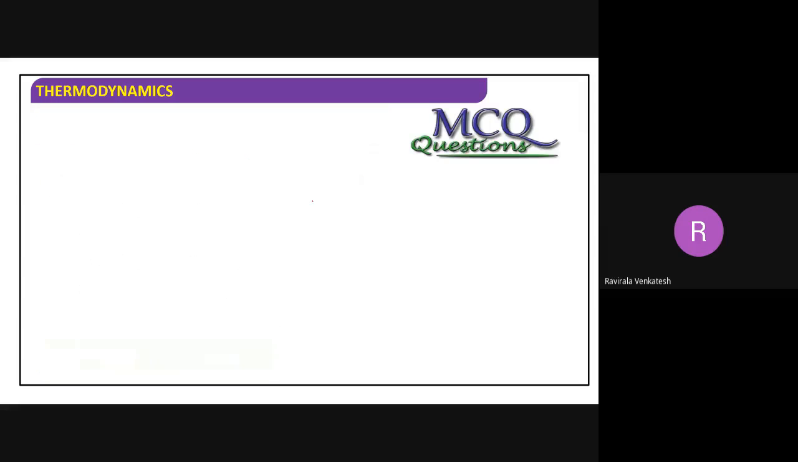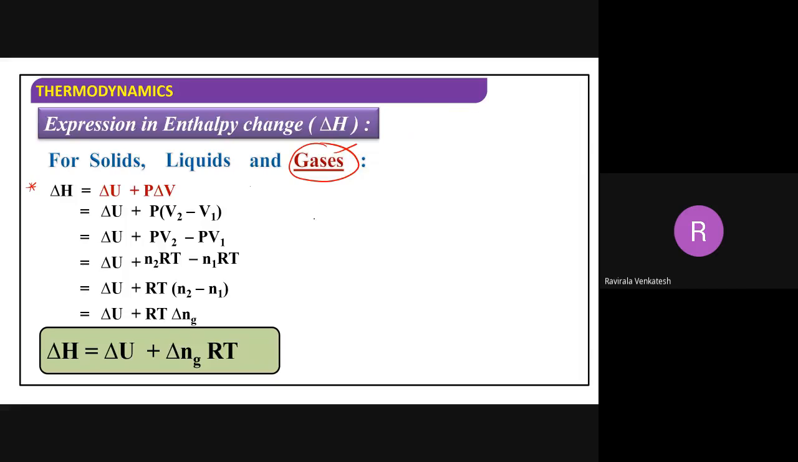What is the meaning of delta Ng here? Delta Ng is equal to the number of moles of gaseous products minus the number of moles of gaseous reactants. For example, look at this reaction: nitrogen plus 3 moles of hydrogen gives rise to 2 moles of ammonia. All are gaseous molecules.